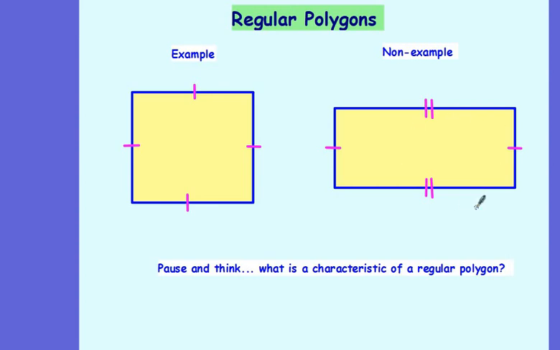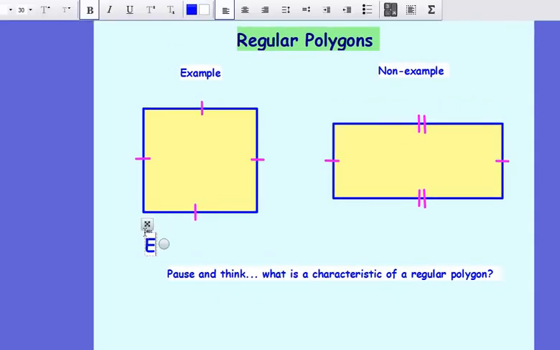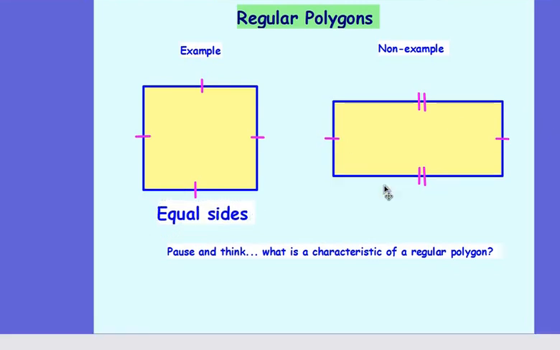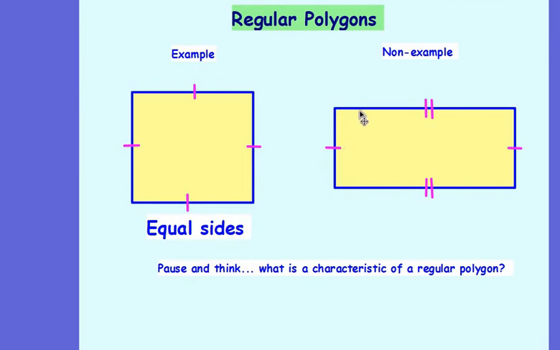Have a little think. What do you reckon a regular polygon therefore has to have? Poppy, what do you reckon a regular polygon has to have? Equal sides, exactly. A regular polygon has to have equal sides to be regular. So the rectangle, which doesn't have equal length sides, is not a regular polygon.